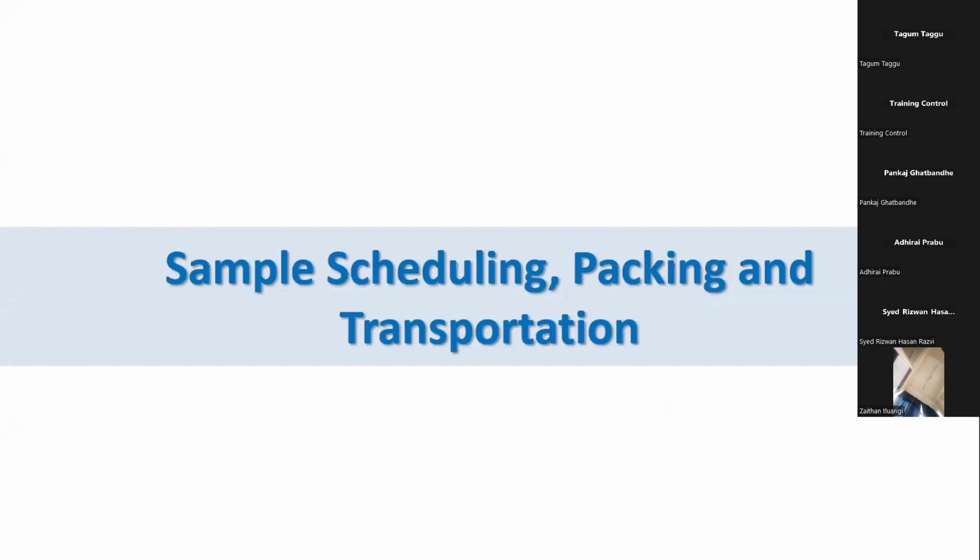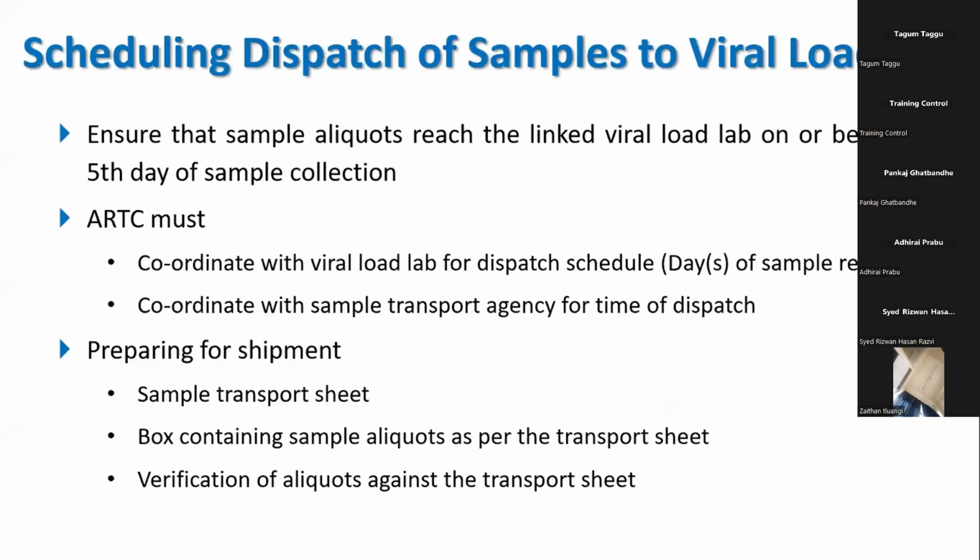Okay, so sample packaging, scheduling packaging, and dispatch. Here, what we'll see is, ensure that the sample aliquot reaches the viral load lab on or before the 5th day of sample collection. As the ART centers do not have -20 or -80 degrees, you can only store it in 2 to 8 degrees. Once you store it in 2 to 8 degrees, the transportation will also be in the same conditions.